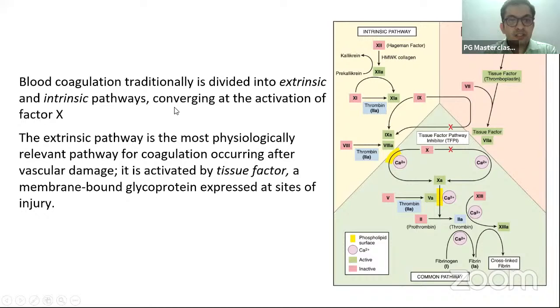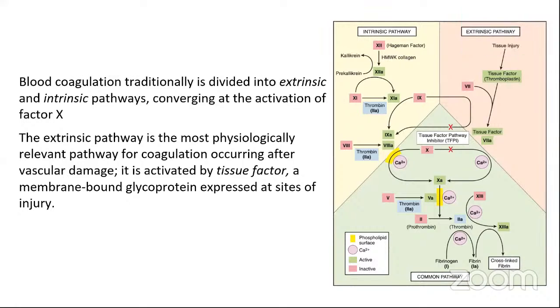The extrinsic pathway is the most physiologically relevant pathway for coagulation. The main difference between the extrinsic and the intrinsic pathway is how they begin. The extrinsic pathway is due to tissue injury, which releases tissue thromboplastin, which causes the activation of factor 7, which directly activates factor 10. It is a shorter pathway as compared to the intrinsic pathway.